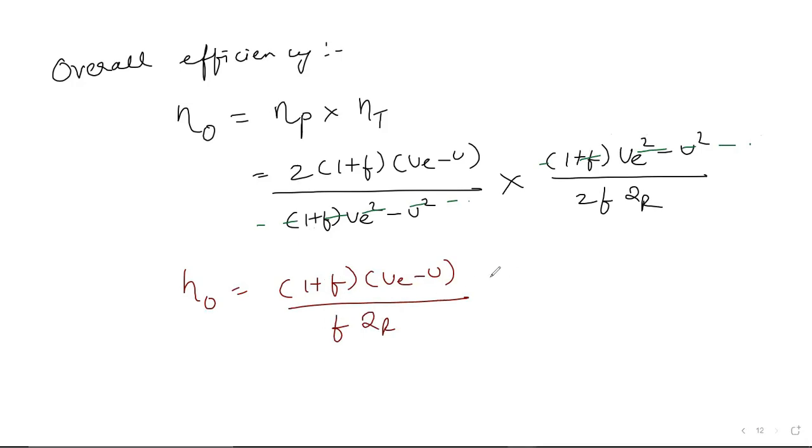Now this F and F can also be cancelled. It will basically be 1 plus 1 by F, UE minus U by QR. That's basically known as overall efficiency. So these are the three important efficiencies which are very much used.